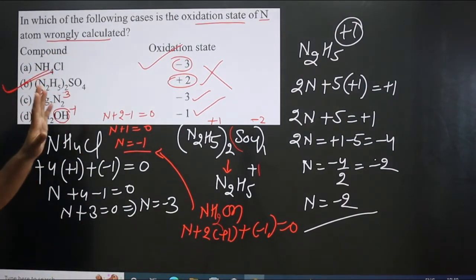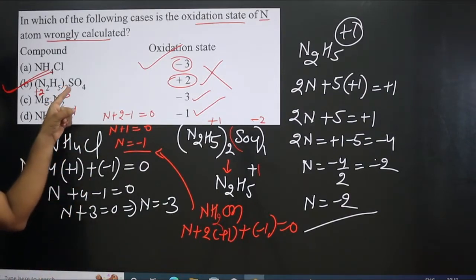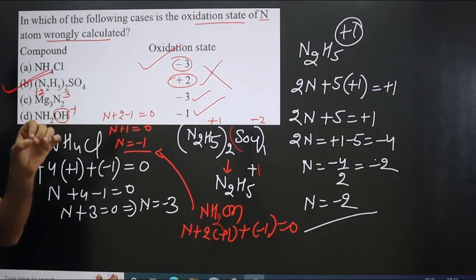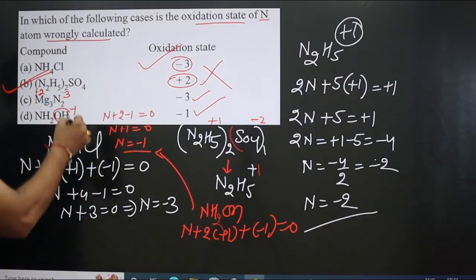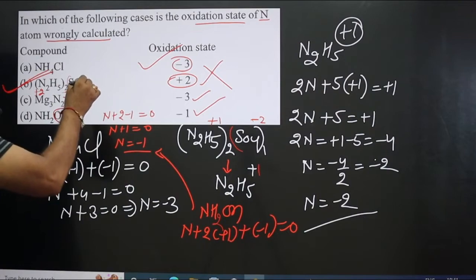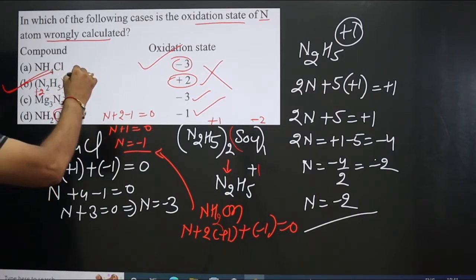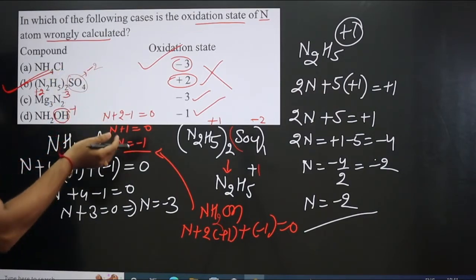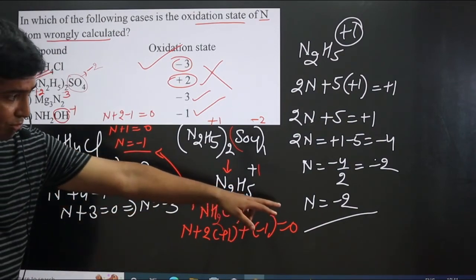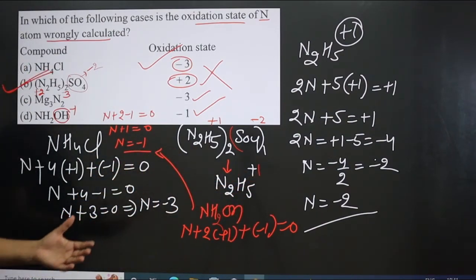This compound is interesting also: (N2H5) whole twice and SO4. Directly, if you want to calculate, in place of SO4, the overall charge of the sulfate ion is -2. So you can follow the oxidation number rule, and in place of SO4 directly mention -2. Even then you will get the correct answer: nitrogen is equal to -2. Okay, the way you want to do.